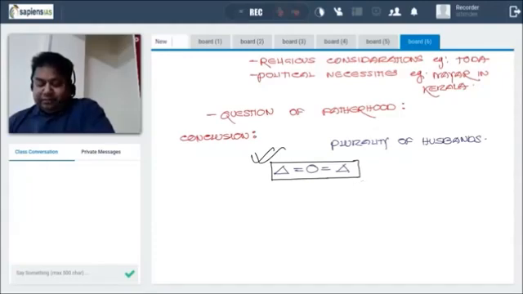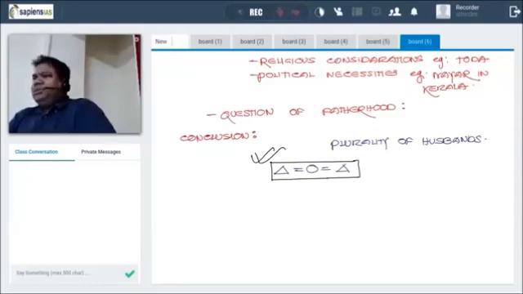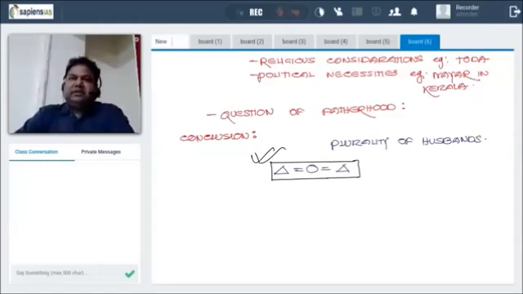There are two types of polyandry. One is fraternal polyandry, another is non-fraternal polyandry. If husbands are brothers, that is called fraternal polyandry. Fraternal polyandry is practiced by all of them except Nair. In non-fraternal polyandry, husbands are not brothers. They come from different lineage or different household. Nair practices non-fraternal polyandry.